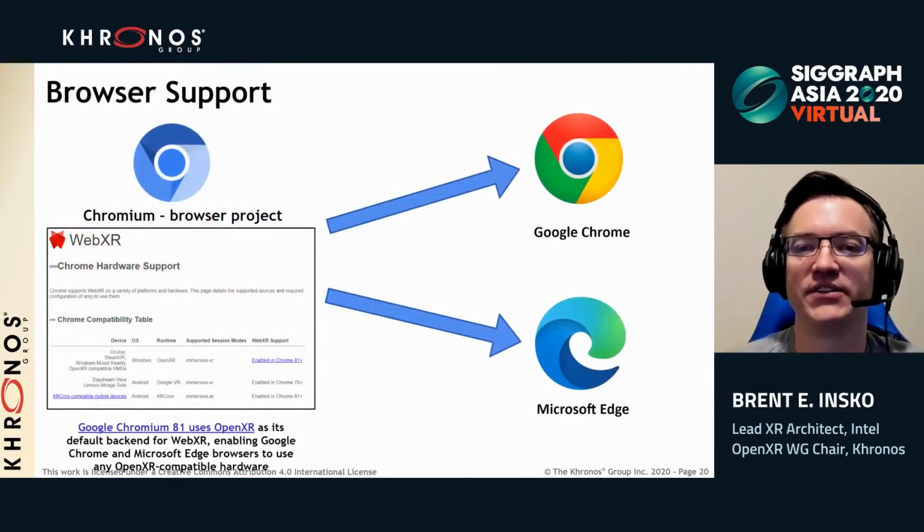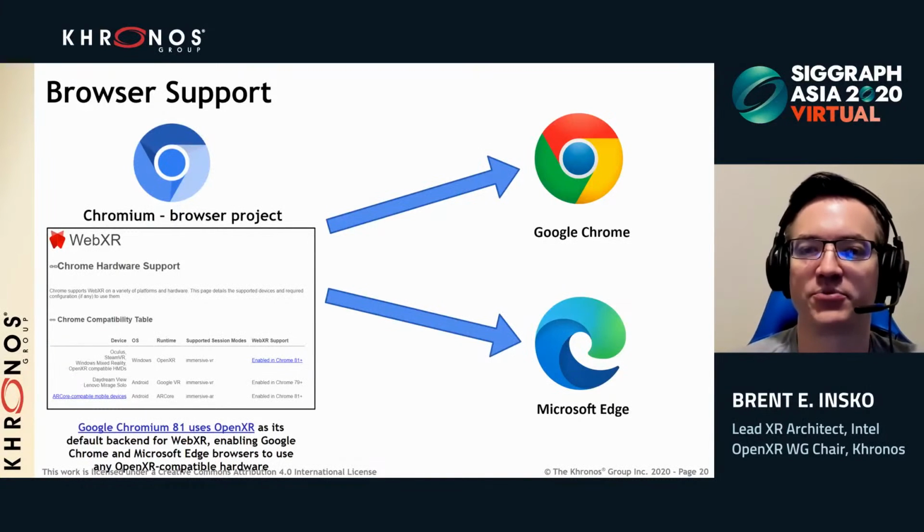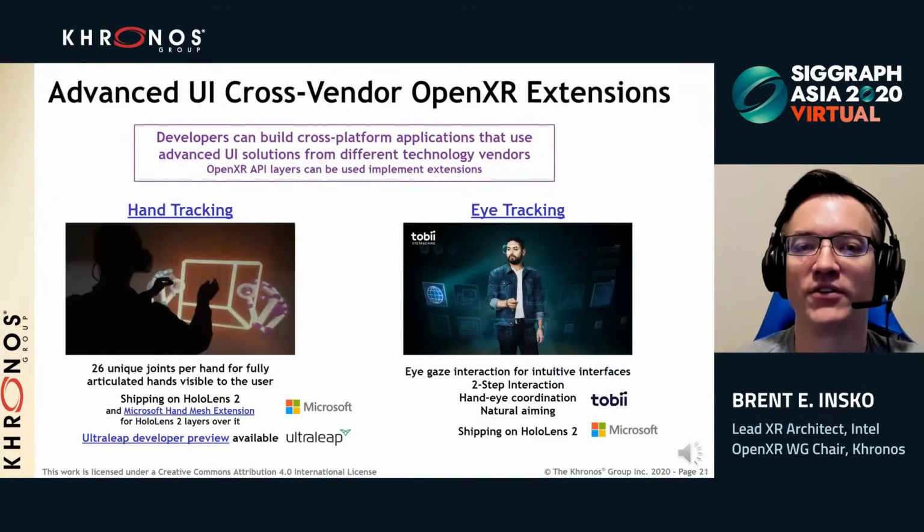OpenXR has been integrated into Chromium, the open source browser project, and with release 81, OpenXR is the default backend for WebXR support. This enables Google Chrome and Microsoft Edge browsers to use any OpenXR compatible device. We've also released, as I mentioned earlier, cross-vendor OpenXR extensions for advanced user interfaces, including hand tracking and eye tracking.